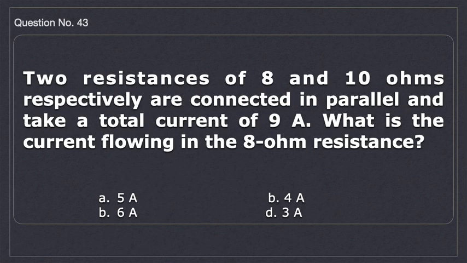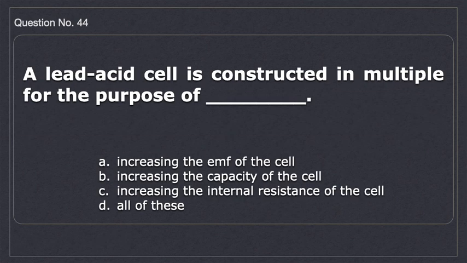Question number 43. Two resistances of 8 and 10 ohms respectively are connected in parallel and take a total current of 9 amperes. What is the current flowing in the 8 ohm resistance? A. 5 amperes. B. 4 amperes. C. 6 amperes. D. 3 amperes. Answer A. 5 amperes.